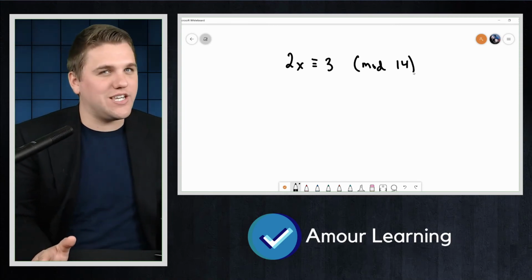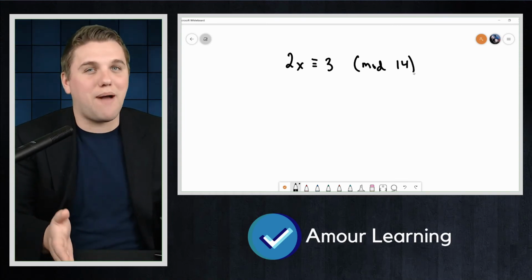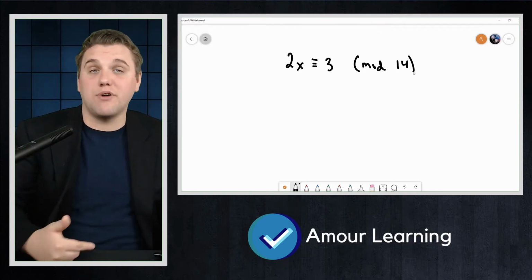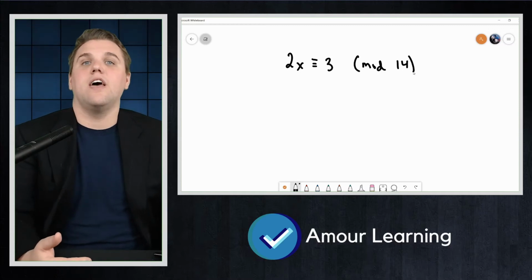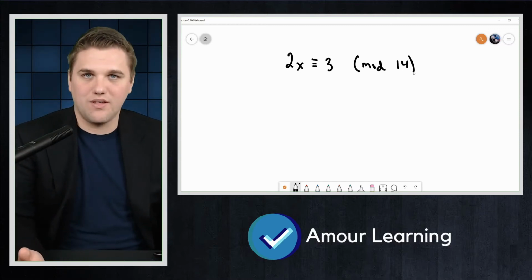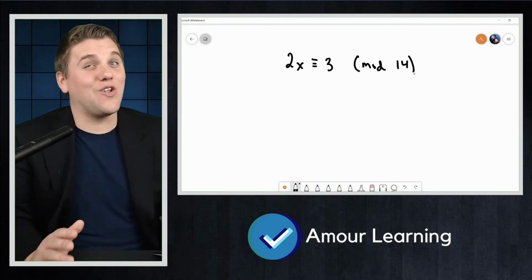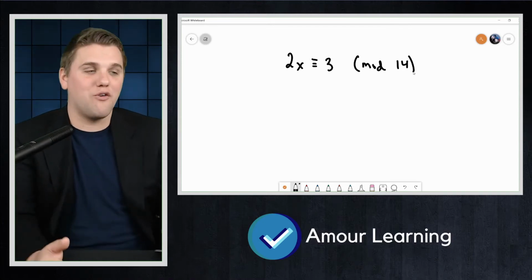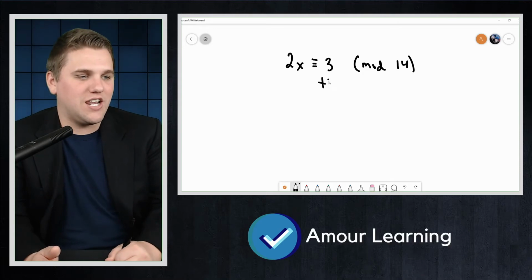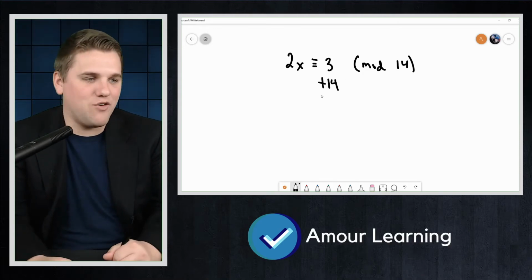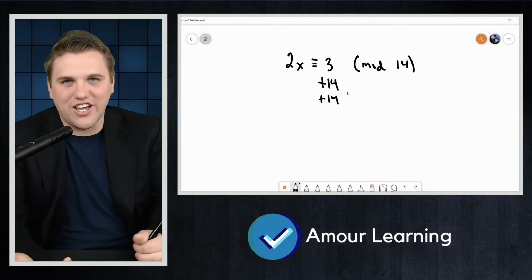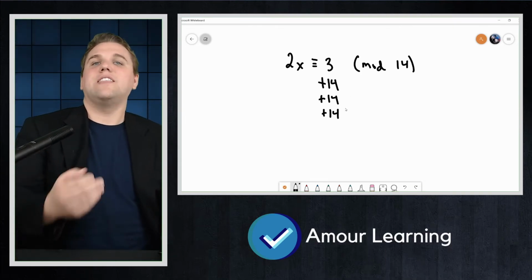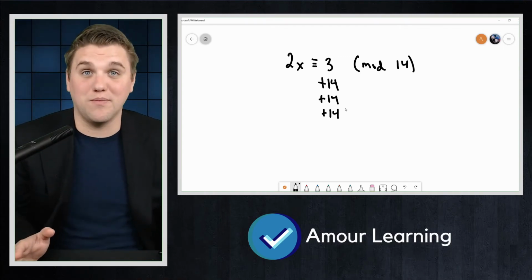Well, the main reason is because if you want to divide by 2 on both sides, you'll need to add 14 to 3 over and over again until you can divide by 2. The problem is that you'll never get a number divisible by 2 if you add 14 to 3 over and over again. If you try adding 14, you'll still get something odd. If you add 14 again, you'll still get something odd. This means that there's no solution to the problem.